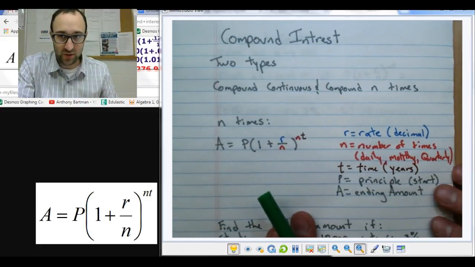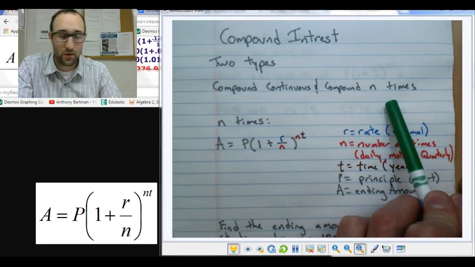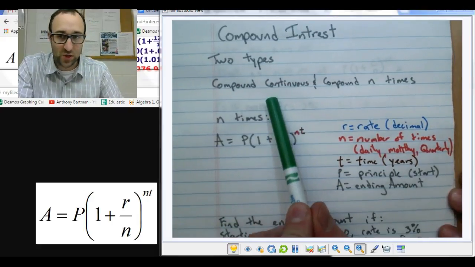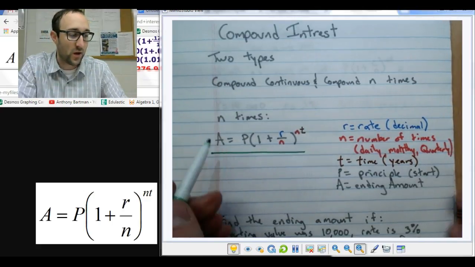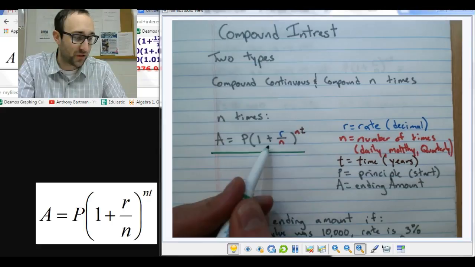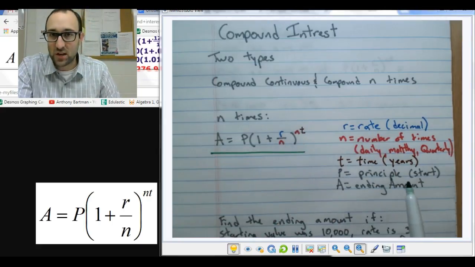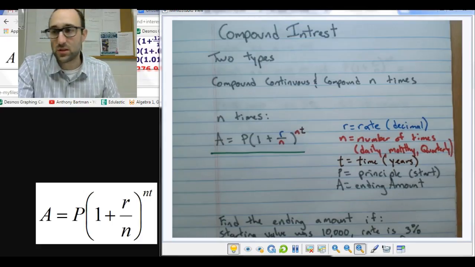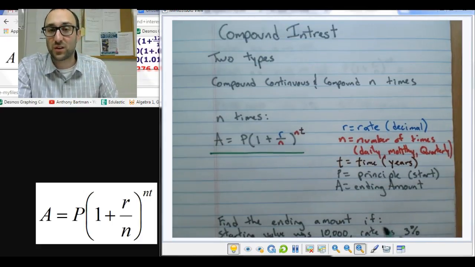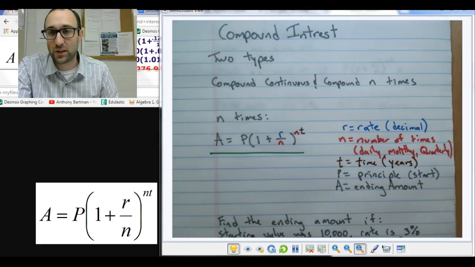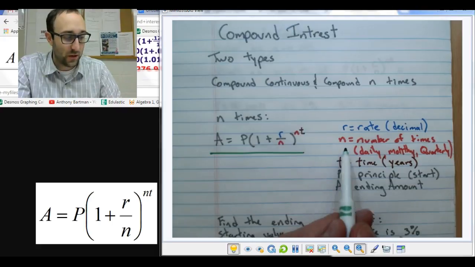So when we're talking about compound interest, really there's two types: compound continuous and compounding n times. We'll talk about compound continuous in just a minute, but when we compound n times, here is the formula. A equals P times (1 plus r over n) to the nt. R is going to be the rate. We're going to write it as a decimal, so usually 3%, 5%, 10% written as a decimal. So you're not going to write 3, because that's going to throw off your numbers and you're going to get huge astronomical gains, or you have to pay a lot if you're paying the interest.